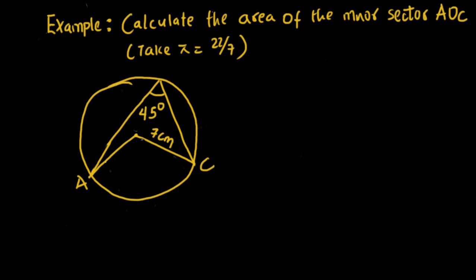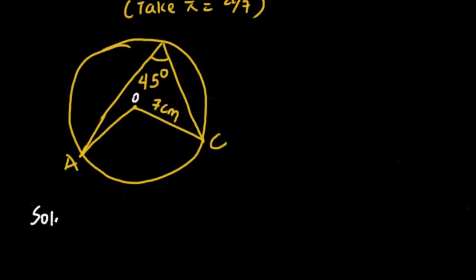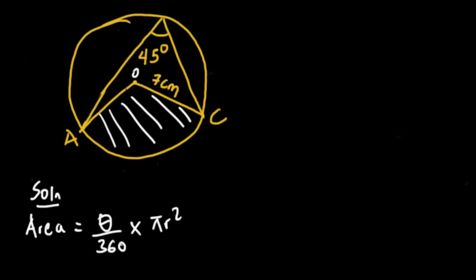Alright, let's take an example. So we are told to calculate the area of the sector AOC. Now remember, O is the center of the circle. Now let's try to solve this. Remember that area of a sector equals theta over 360 times pi r squared. Now this is the sector we are referring to, sector AOC. But we do not know theta. We don't know this angle here, which is theta. So how do we find theta?